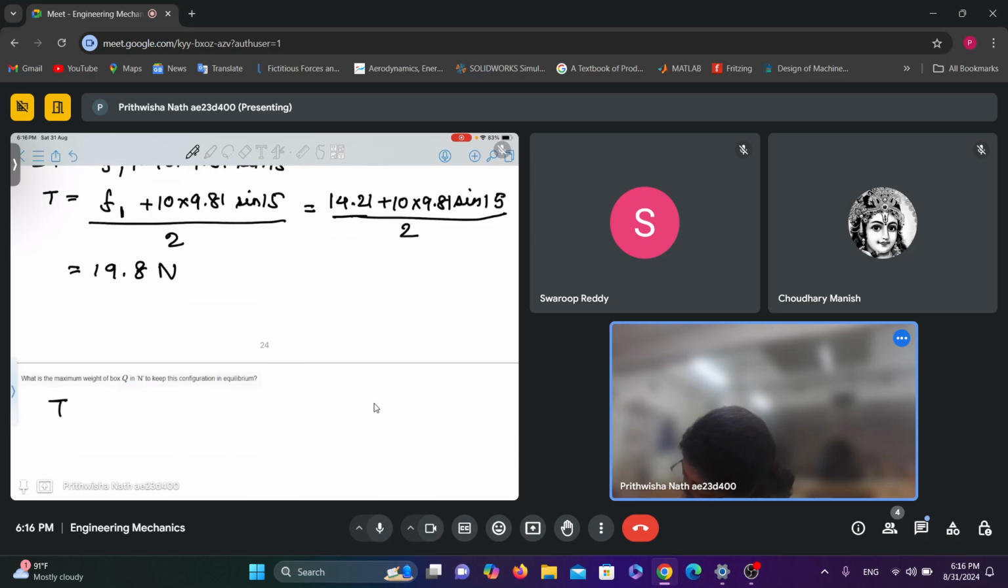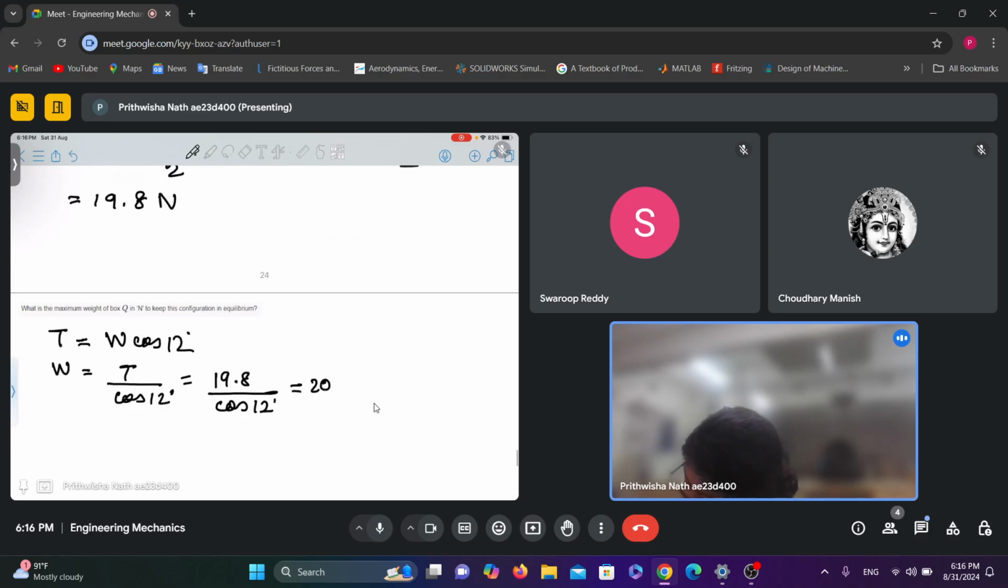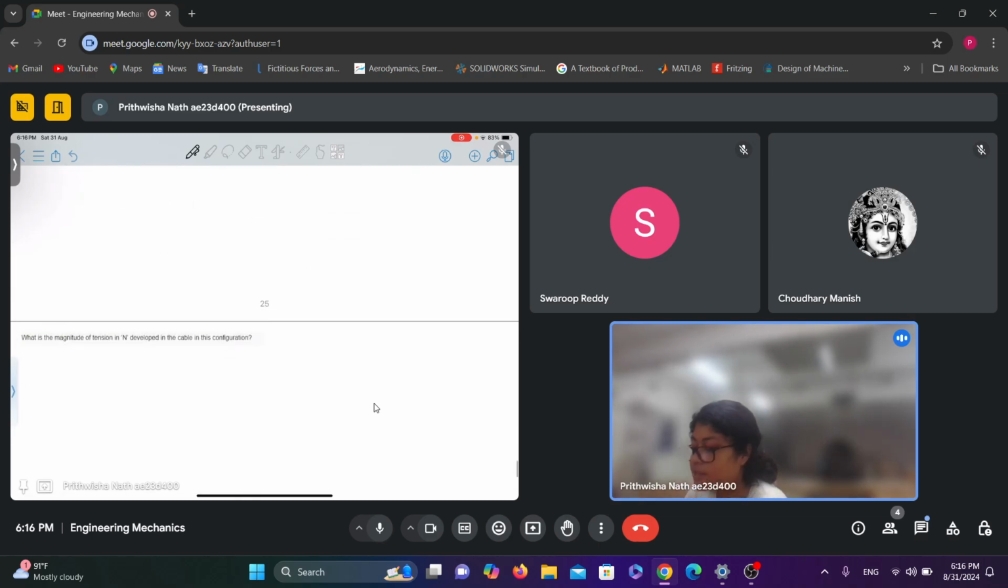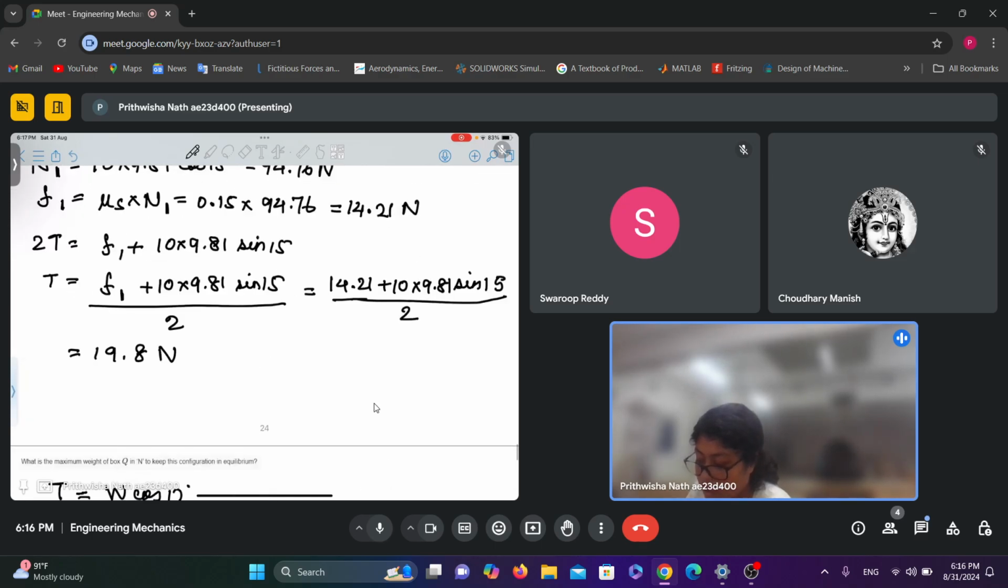So T equals W cos 12. So W equals T by cos 12 degrees, 19.8 by cos 12. So it is 20.24. Now the next question, what is the magnitude of tension developed in the cable? So this we already found out here.